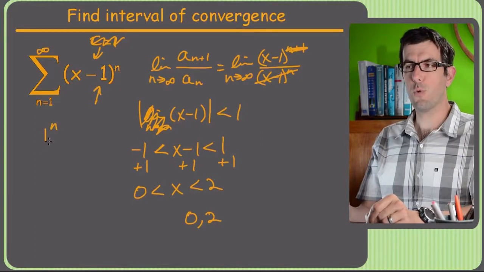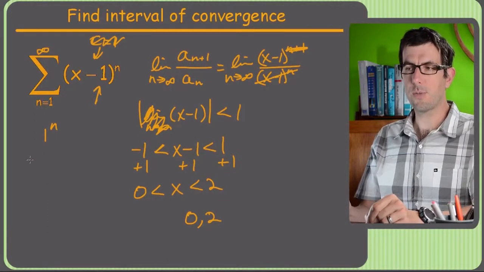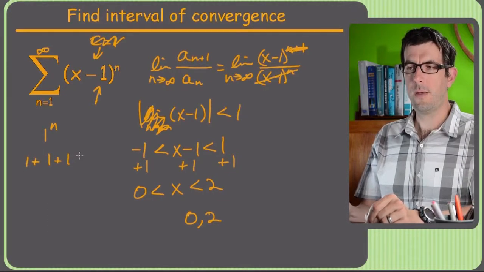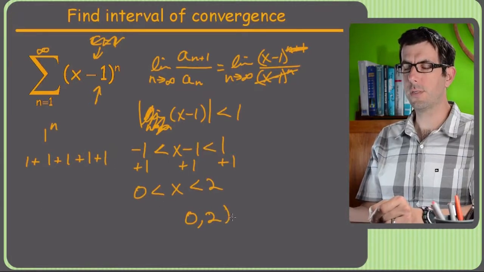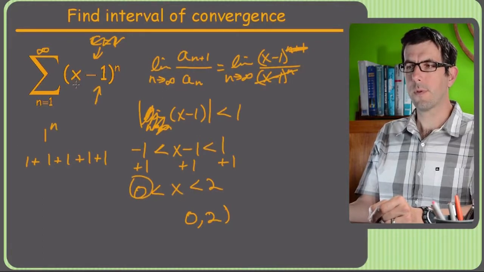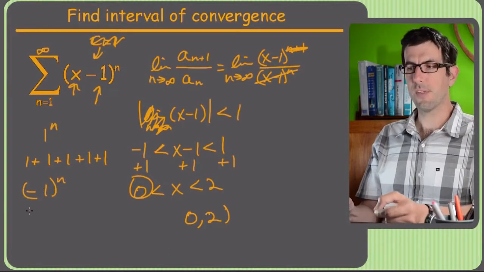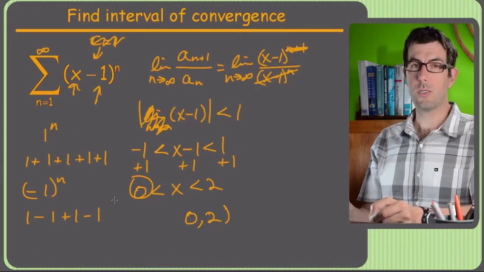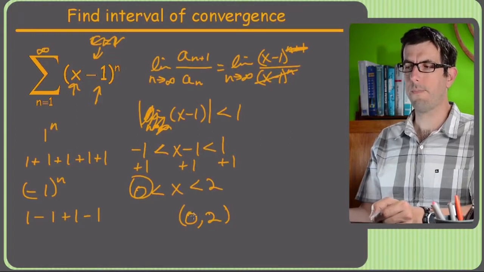So the question is, does 1 to the n converge? And the answer is no, because isn't that the same series we talked about on the previous slide? Plus 1 plus 1 plus 1 indefinitely does not converge. So 2 doesn't work. And if we plug in 0, our other limit, right here, then we'll get -1 to the n. And like we said in the previous slide, that gives us a 1, minus 1, plus 1, minus 1 forever, which also does not converge, because it doesn't home in on a particular sum.